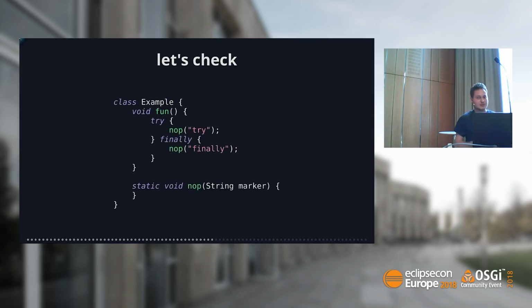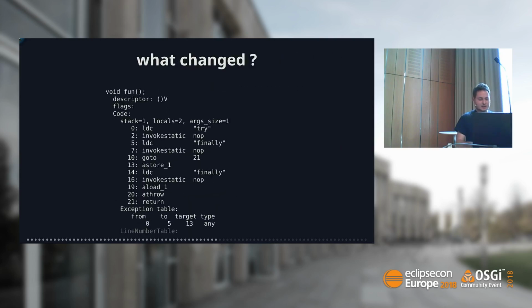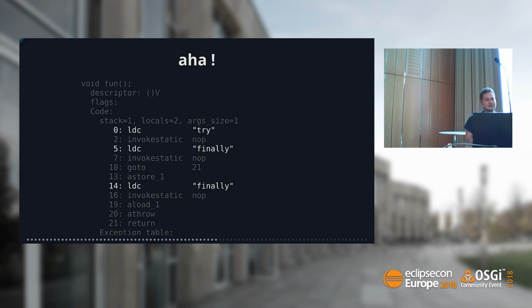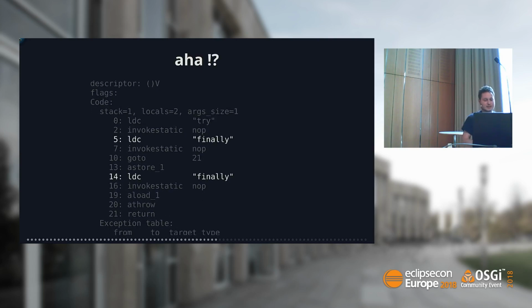To distinguish them, let's add some marker. Let's add a string. Here is a string. Let's get back to the bytecode. In the bytecode, what changed here? Well, now we see that our invocations are different, and we can see that there are still two invocations which are passing the argument finally, whereas we wrote just one.